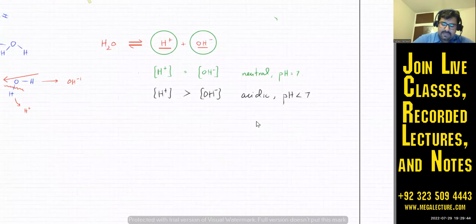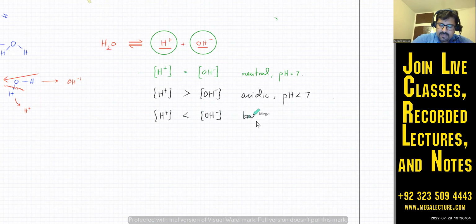It will decrease the quantity of H plus ions. So the quantity of H plus ions is going to be lower compared to the quantity of OH ions, and that means the solution is now basic, and that would mean that pH is greater than 7. pH क्या चीज है उसको छोड़ो अभी, ठीक है, just ignore.